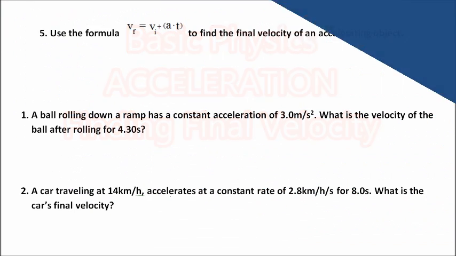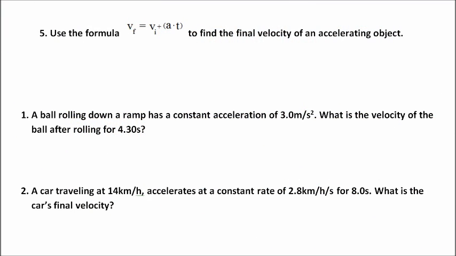Here's a situation that's a little bit different than what we've been working with. The first question says, a ball rolling down a ramp has a constant acceleration of 3.0 meters per second squared, or 3.0 meters per second per second. What is the velocity of the ball after rolling for 4.30 seconds?